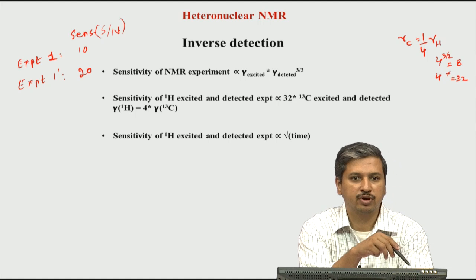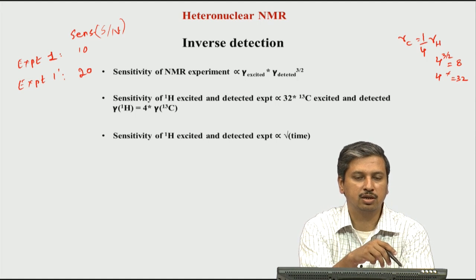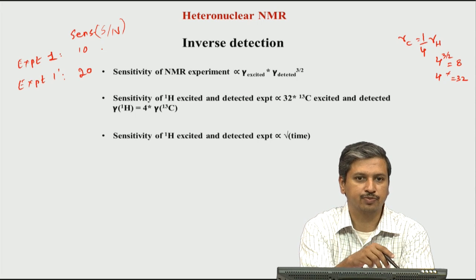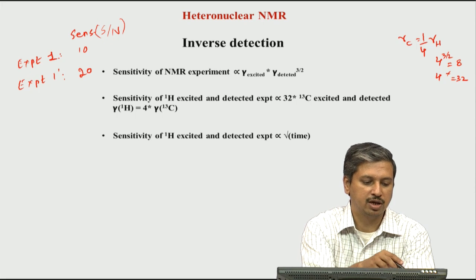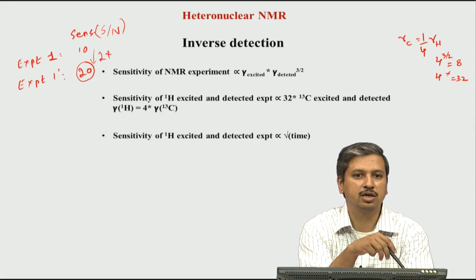We will quantify sensitivity. There are different ways to quantify sensitivity; in this course we will always use signal to noise as a measure of sensitivity. So, let us say experiment number 1 has a sensitivity of 10, that is, the signal to noise is 10, and I want to improve it and get a signal to noise of 20. So, how do I do that? That means I need a factor of 2, I have to increase the sensitivity 2 times.